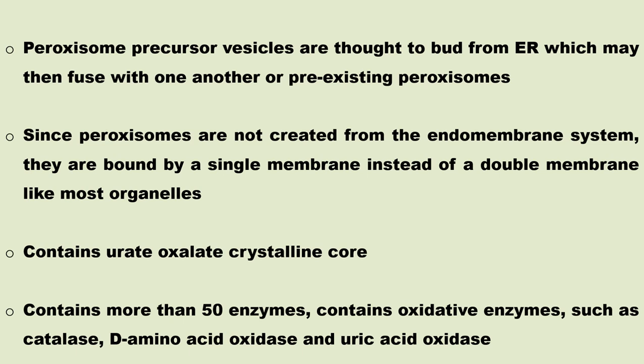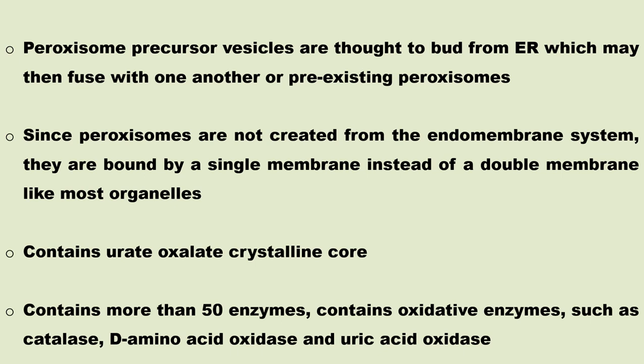Peroxisome precursor vesicles are thought to bud from ER, which may then fuse with one another or pre-existing peroxisomes. Peroxisome is normally found to bud from the existing ER. What is ER? ER is the endoplasmic reticulum. It just buds out from the ER membrane and then fuses with one another or the pre-existing peroxisomes. Sometimes incoming proteins or other molecules also help in forming peroxisomes.